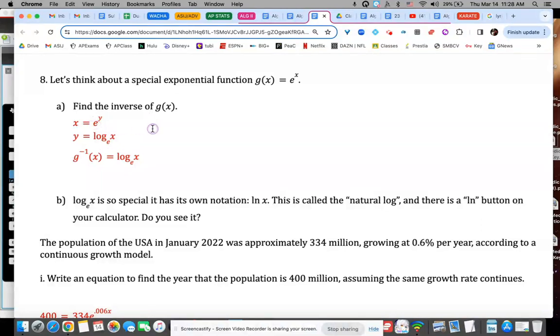my log because that was the base of my exponential. So when I do that, you get this log base e. Now, we haven't defined it yet, so this is maybe the first time you're seeing this, but we call this the natural log. Like you can see it down here, natural log, right?